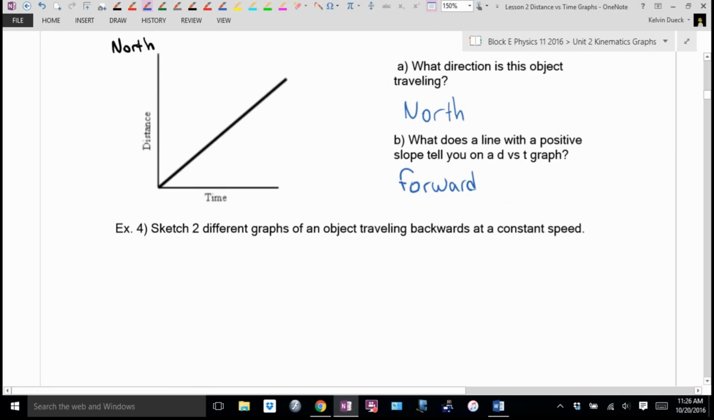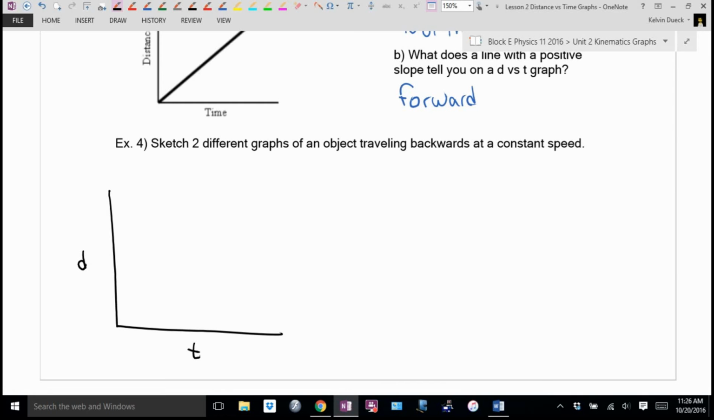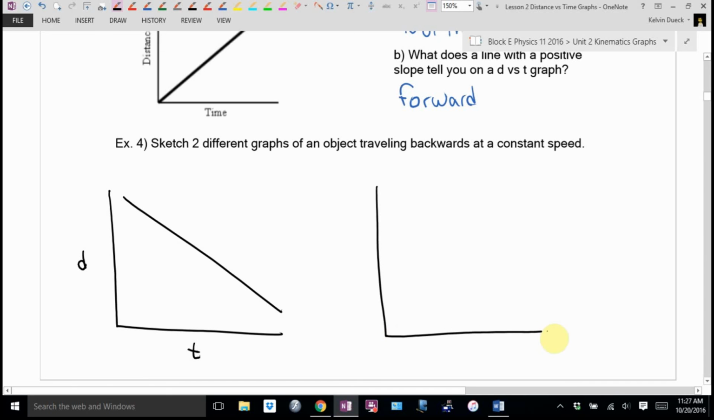Example 4 says sketch 2 different graphs of an object traveling backwards at a constant speed. Okay, so here's a distance versus time graph. How would I show an object traveling backwards? How would I show another object traveling backwards faster than the first graph? How could I show that it was traveling faster?